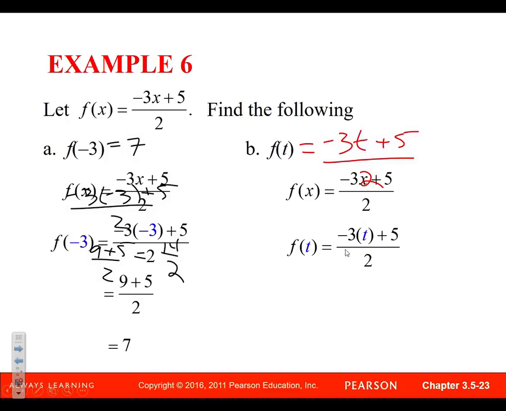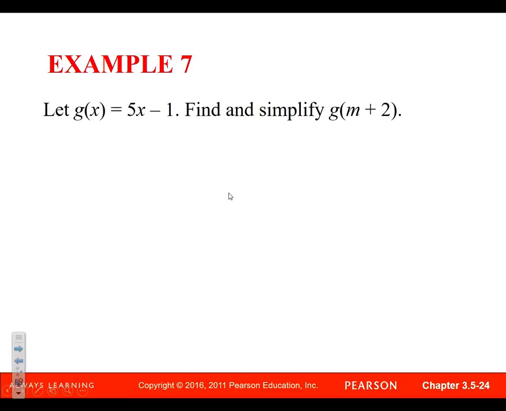Yeah, so here's your substitution. Brittany, thanks for putting your phone away. Pay attention. What was your question? All right, cool. Try this one. So let g of x equal 5x minus 1, and then they want you to evaluate or simplify g of m plus 2.